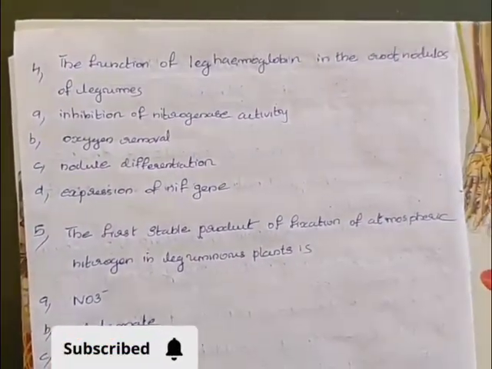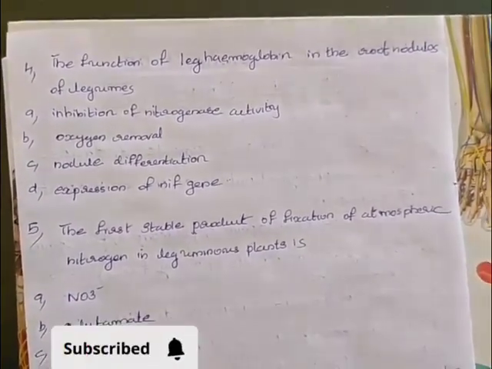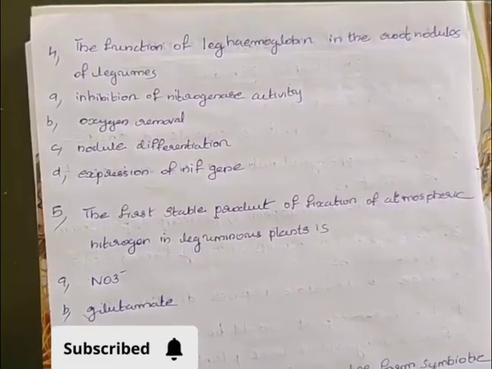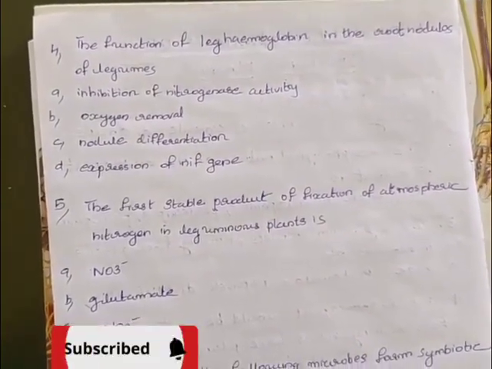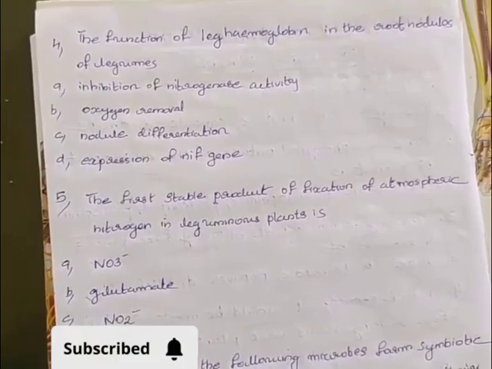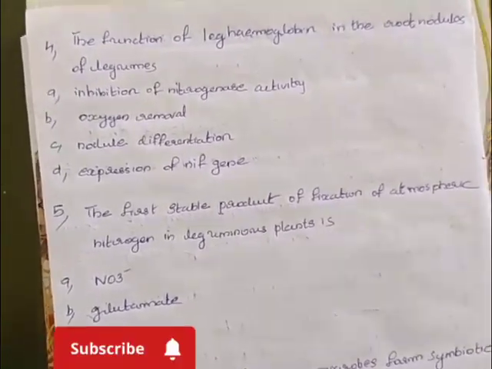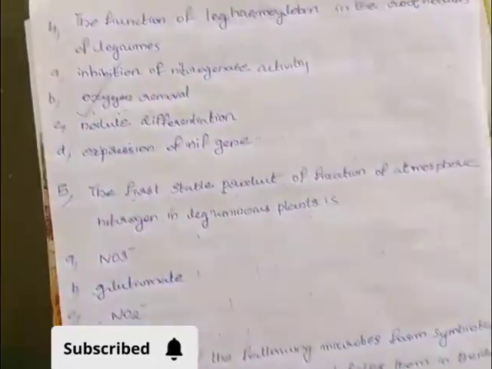The function of leg hemoglobin in the root nodules of legumes. Option A. Inhibition of nitrogenase activity. B. Oxygen removal. C. Nodule differentiation. D. Expression of NIF gene. Answer option B. Oxygen removal.